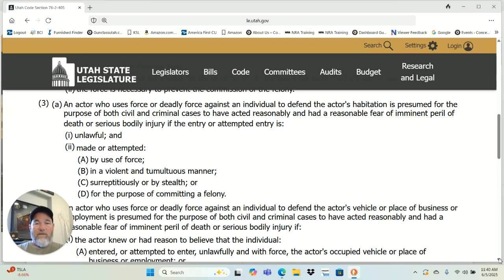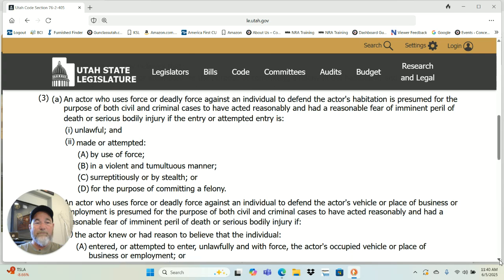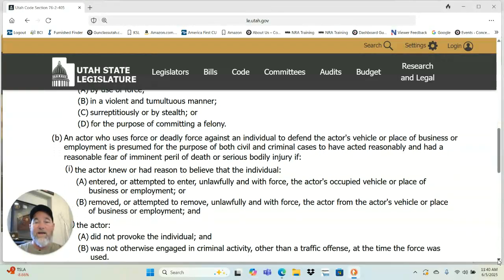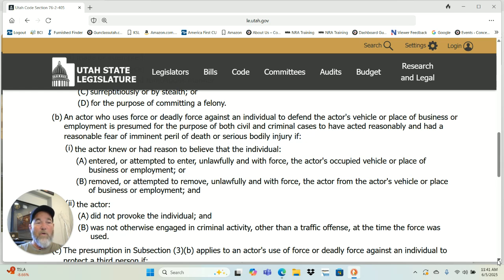Paragraph 3A. This is the legal presumptions of reasonableness under this statute. Okay? The first one says, the actor who uses force or deadly force against an individual to defend their habitation is presumed for the purposes of criminal and civil cases to have acted reasonably if you use that deadly force in the manner that we just talked about earlier in the video. So you either had that violent, tumultuous entry or a surreptitious or stealthy entry, and you had that reasonable belief that there was going to be personal violence, or you had a reasonable belief that they were in the home to commit a felony. The presumption of reasonableness is there for you.